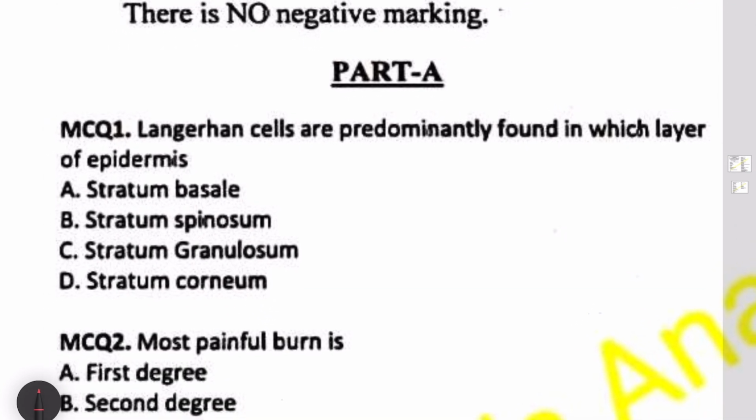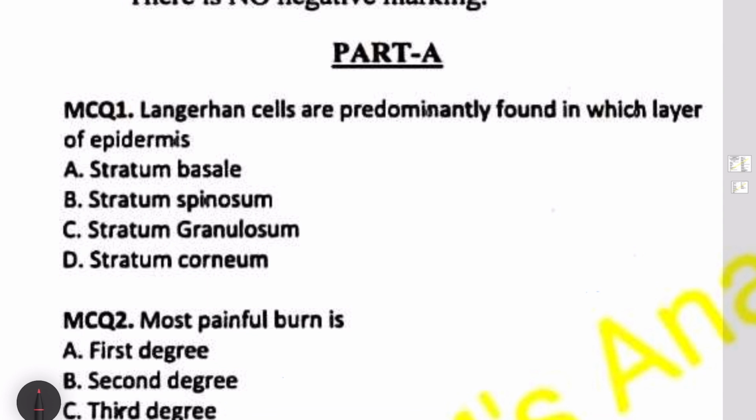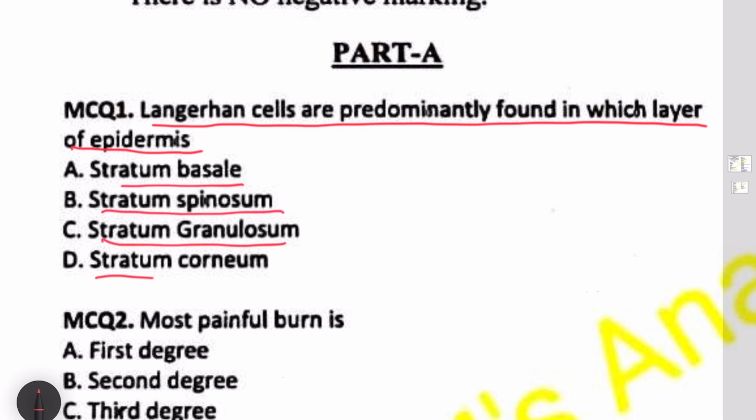Now question number 1 is regarding Langerhans cells. Langerhans cells are predominantly found in which layer of the epidermis? Stratum basale, stratum spinosum, stratum granulosum, stratum corneum. Now keep listening and focus on what I'm drawing.